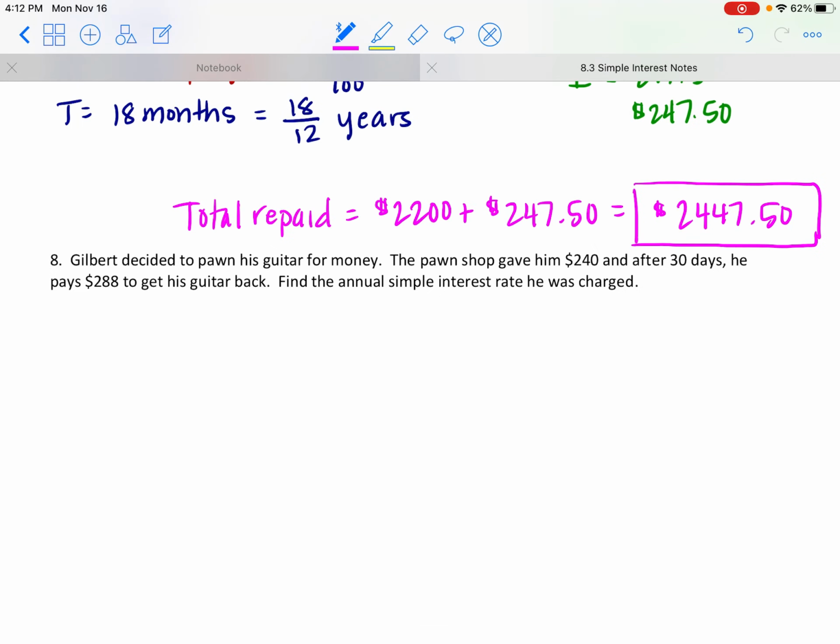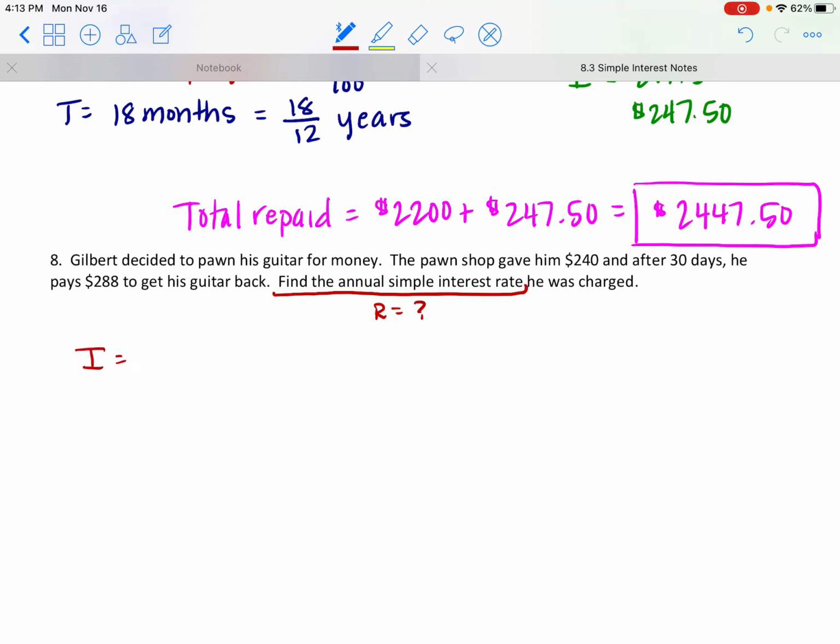Gilbert decided to pawn his guitar for money. The pawn shop gave him $240, and after 30 days, he pays $288 to get his guitar back. Find the annual simple interest rate that he was charged. So if we're looking for simple interest, we're looking for the rate. Find the annual. Annual is another word for yearly. Okay, this is telling us the rate is our question.